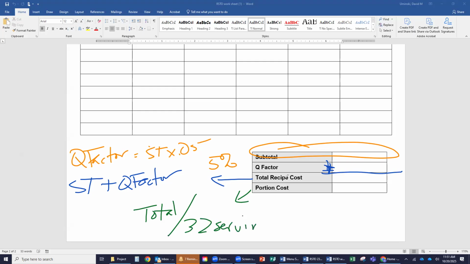And that is because our recipes are all set to 32. But it's the total cost divided by the yield. That will give you your individual cost. And then in class tomorrow, we'll talk about what we do with this number.